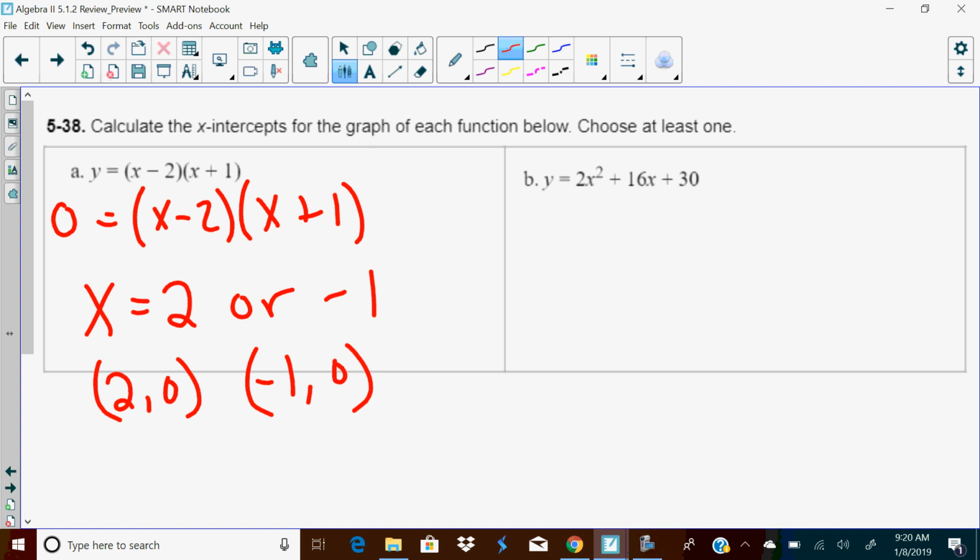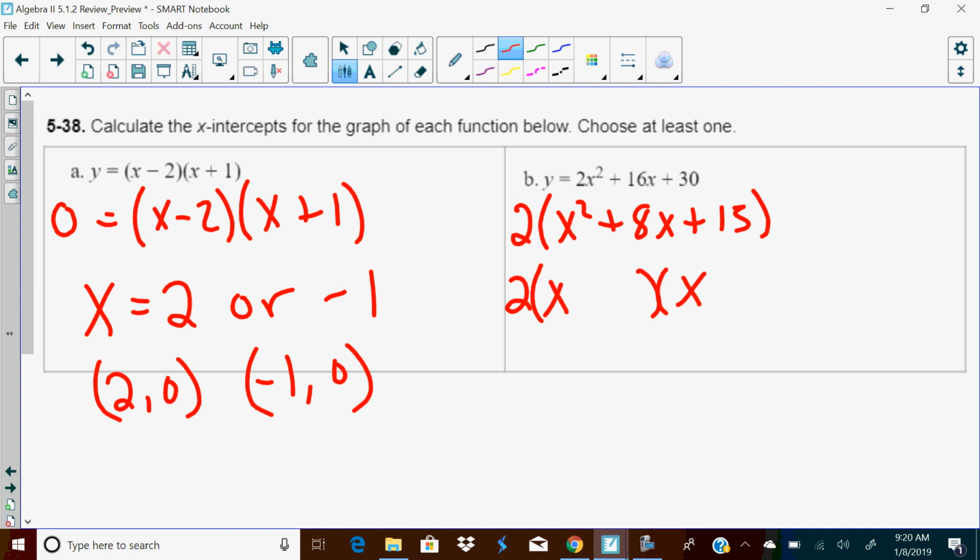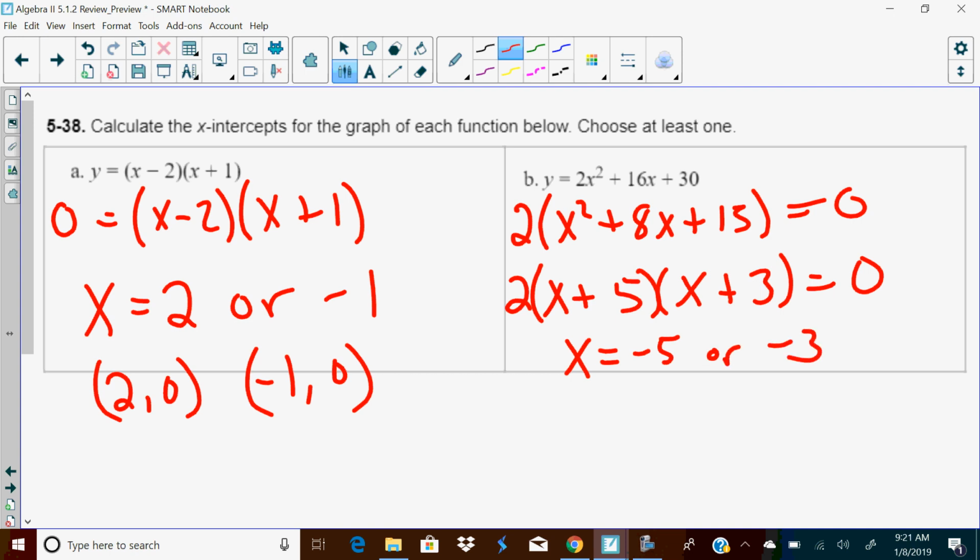For B, first you had to factor it. So I pulled a 2 out first and got x squared plus 8x plus 15, and then factored that. So if it was equal to 0 using the zero product property, x would equal negative 5 or negative 3. So my intercepts are negative 5, 0, and negative 3, 0.